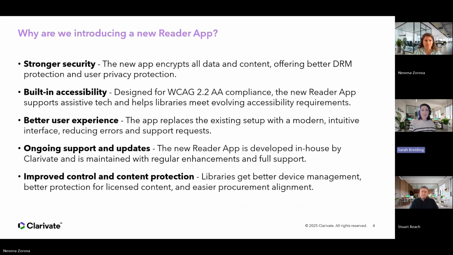So you may be asking, why are we making this change and what value does this app bring for my library? So firstly, as we've mentioned, stronger security. We have legacy and third-party downloading tools that have some known issues around security. In our new app, your personal data and the book content itself is fully encrypted. So this means better DRM and stronger privacy protection.